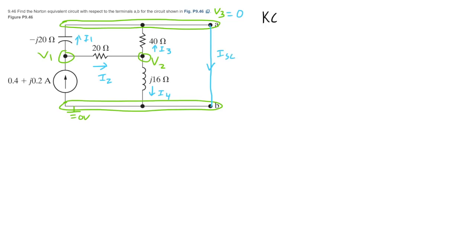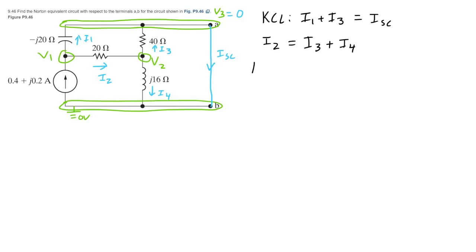Alright, so KCL, we got two KCLs. We got I1 plus I3 is, before it was equaling 0, because there was nothing, but we got I short circuit leaving that node now. And I2 equals I3 plus I4.